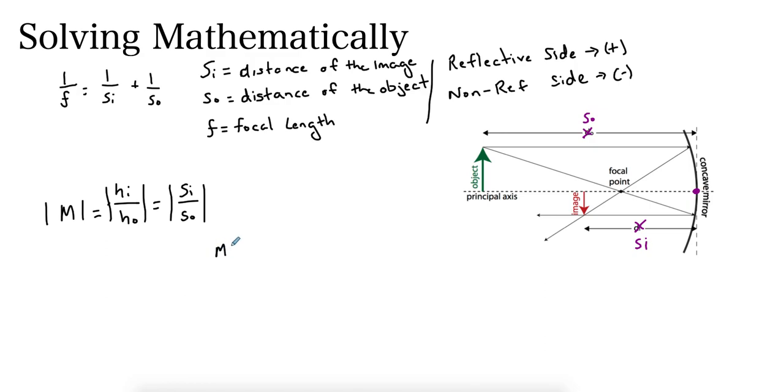If m is greater than 1, the image is larger than the object. If m equals 1, the image is the same size. And if m is less than 1, the image is smaller.